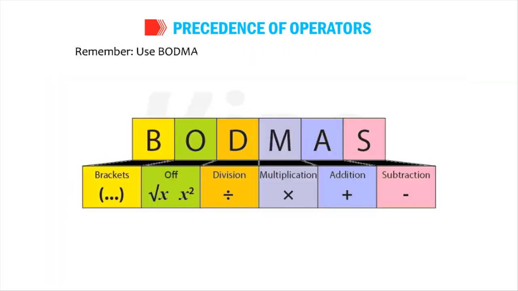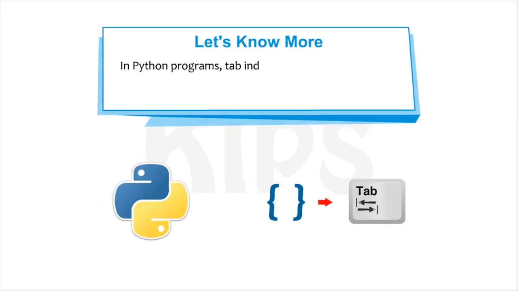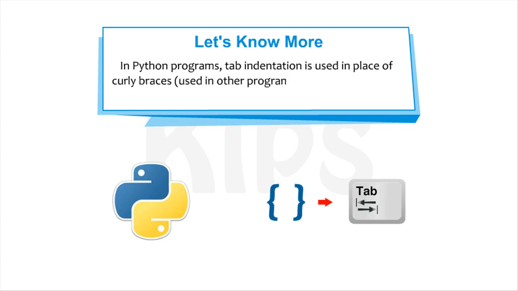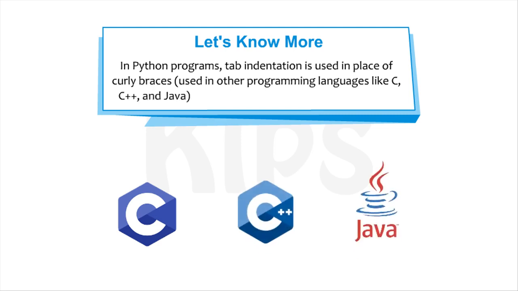Remember, use the BODMAS rule to evaluate the operators in an expression. BODMAS: brackets, of, divide, multiply, addition, subtraction. Let's know more. In Python programs, tab indentation is used in place of curly braces, used in other programming languages like C, C++, and Java, which brings clarity while reading codes.